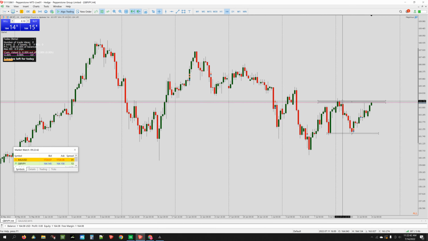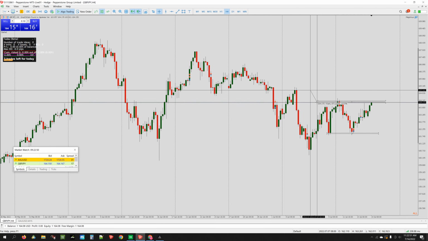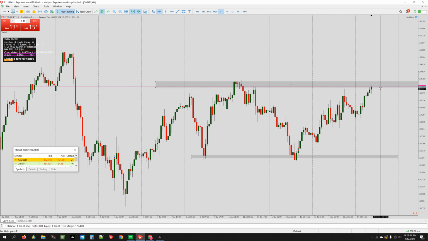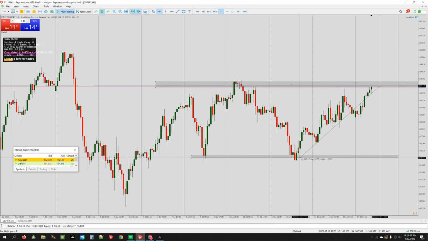Even if we break above 164.200, we have resistance at 165, around 80-90 pips. So this trade is pretty much tradable, but we need to look at smaller time frame. We are in a 250 pips of range.